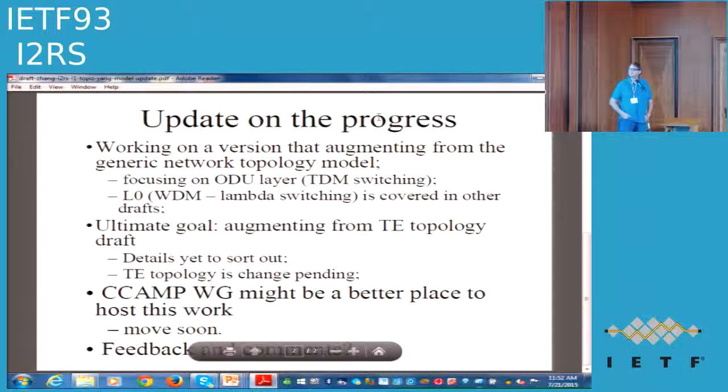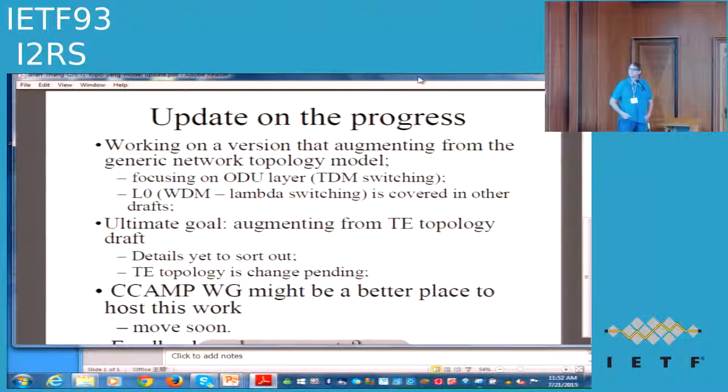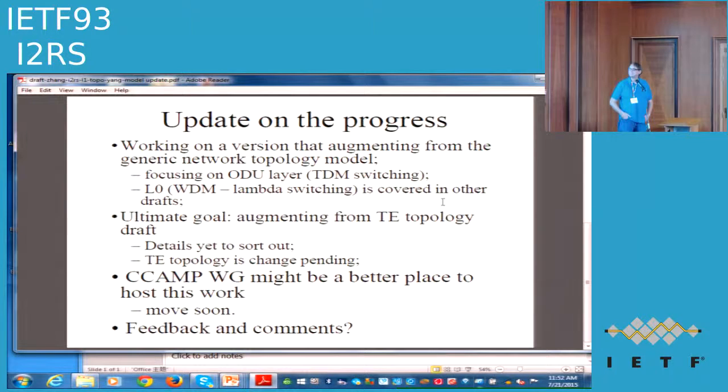And I narrowed down the scope to the ODU layer, which is the TDM switching layer. As for layer 0, which is the lambda switching, it will be covered in separate drafts. As we discussed on Monday night, the ultimate goal is for the layer 1 topology to augment from TE. But at the moment, there are issues I need to work out with the TE topology draft authors. And also, as Alexander already mentioned, the TE is going to augment from generic.